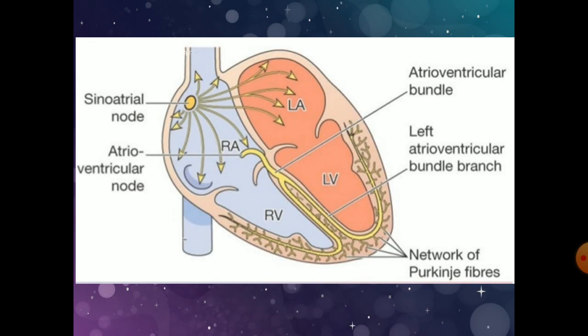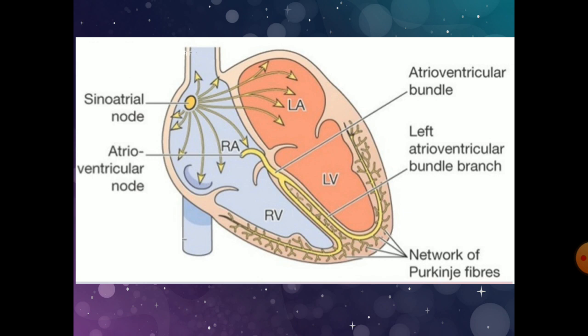You can see in the picture, these are the conducting system of the heart. First, the SA node, sinoatrial node, is present at the sulcus terminalis area at the opening of the superior vena cava in the right atrium. The location of the SA node is at the sulcus terminalis around the superior vena cava in the right atrium.